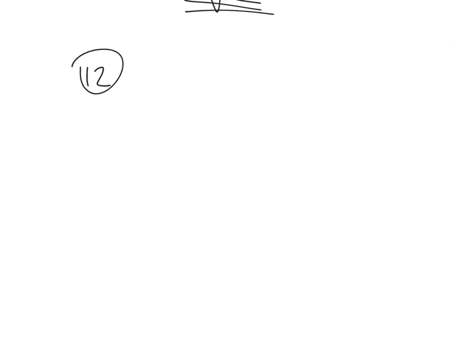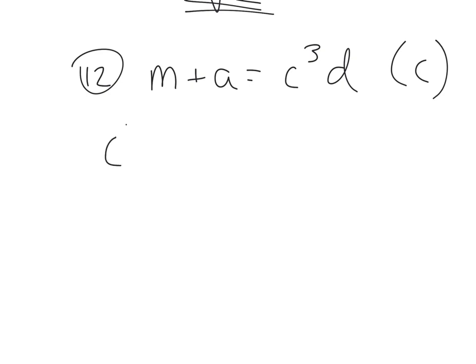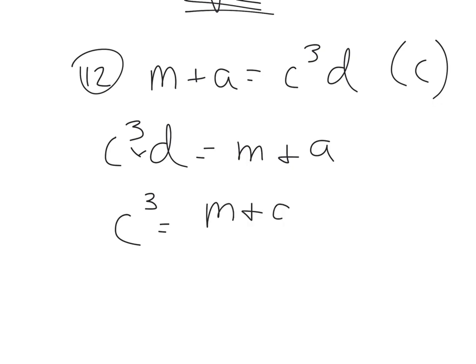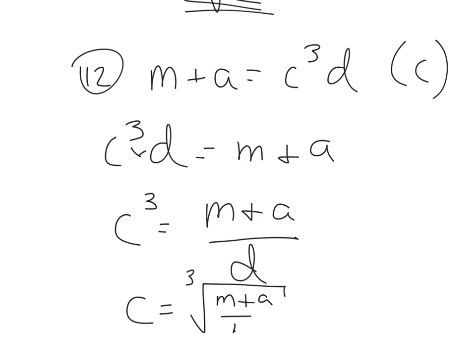Example 12. M plus A equals C cubed D. Change the subject of the formula to C. C cubed D equals M plus A. Get rid of a times D by dividing by D, so C cubed equals M plus A over D. Get rid of a cube by taking the cube root of M plus A over D. Final answer.